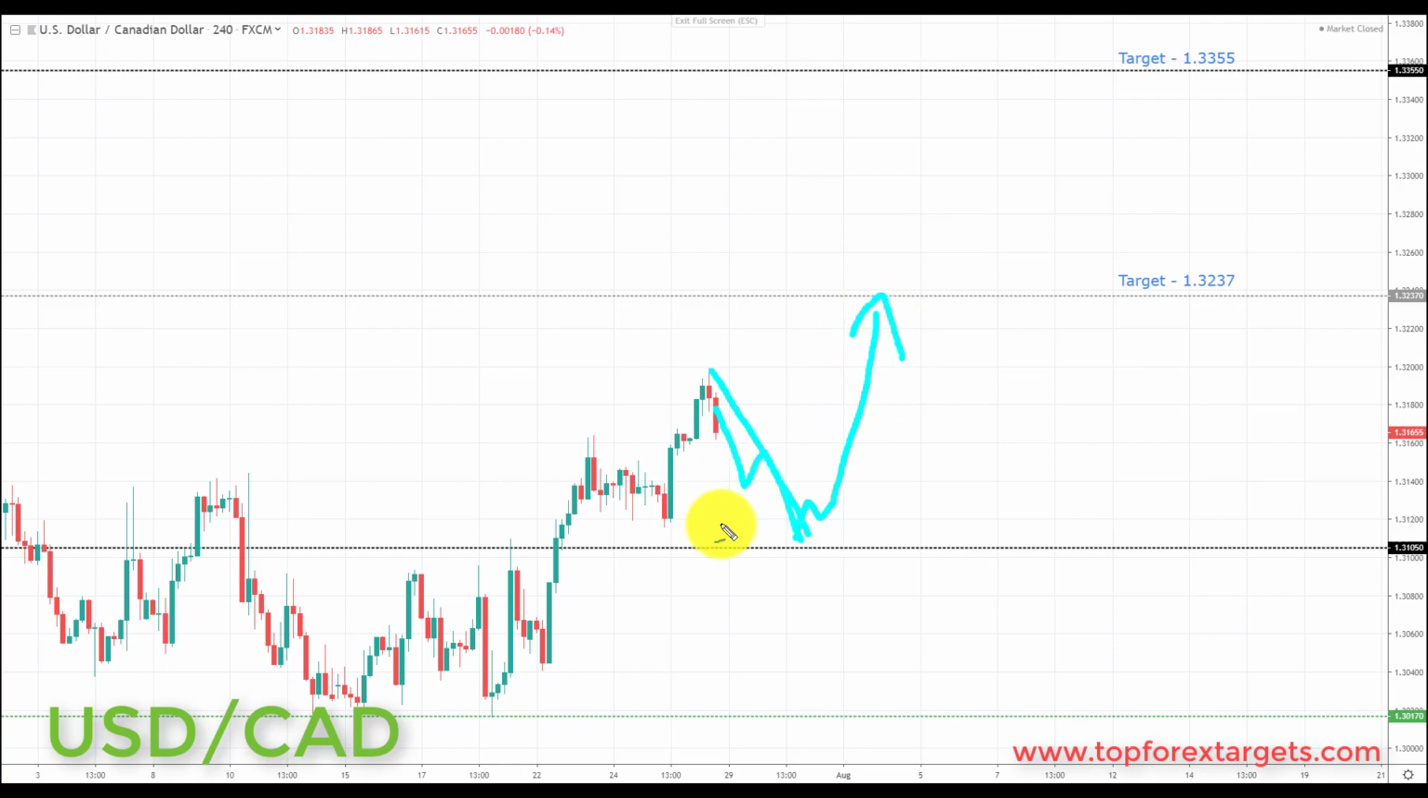And if we get the right kind of bullish formations and patterns in this market, we're going to be looking at initiating longs up towards the next key area of resistance to the upside and the target set with 1.3237. And if we can get a breakthrough here, we're going to be looking up towards the next key area of resistance to the upside and target 2 at the 1.3355.